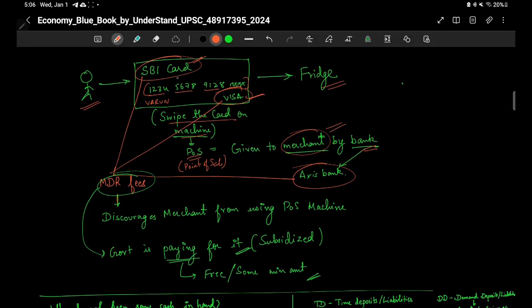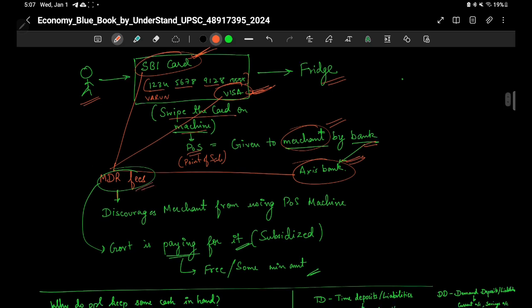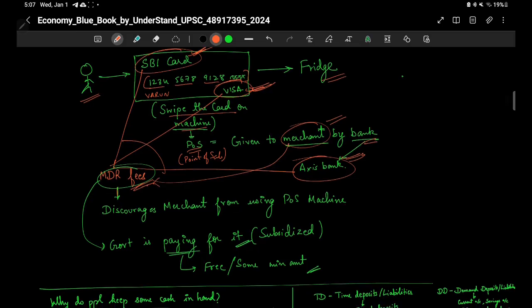First of all, this SBI card, the SBI bank account which I have, they will charge some commission. Then Visa, they are providing the payment gateway, so they will also deduct some amount. And Axis Bank, which is providing this machine, will also deduct some amount. They are called MDR fees. Together they will be called MDR fees. This MDR fees has to be paid by the merchant.